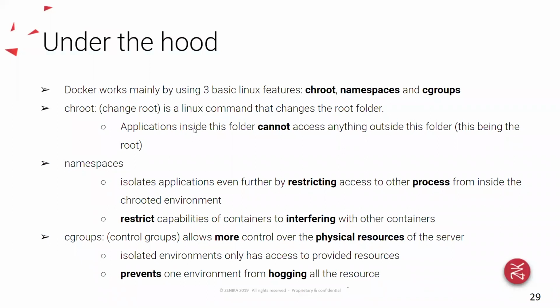Okay, so very quickly, what's under the hood? Docker works mainly by using 3 basic Linux features: chroot, namespaces, and cgroups. So chroot is basically change root. What that means is, if you have a Linux environment, you can change the root to a specific folder, the folder you're in, and that will prevent anything inside that folder from having access to anything outside it.